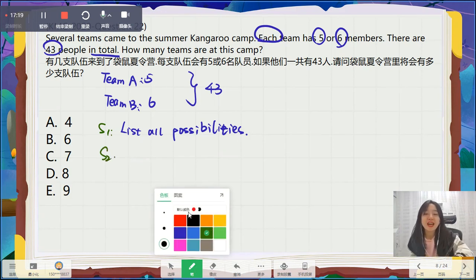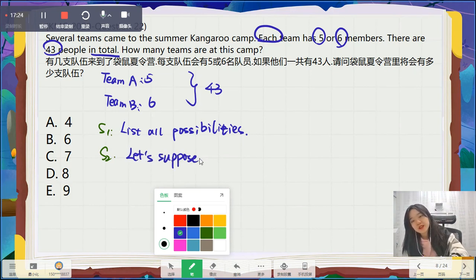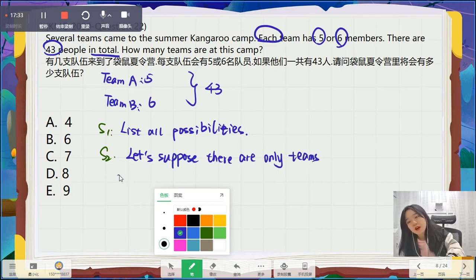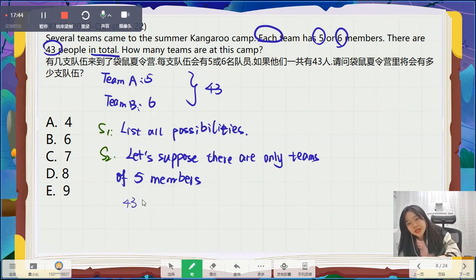The second method. Let's suppose there are only teams of 5 members, the smaller members. Can it work or not? That means we need to use 43 divided by 5 to find how many teams we can have. 8 remainder 3. So, apart from the 8 teams, do we need other teams to put the 3 members?